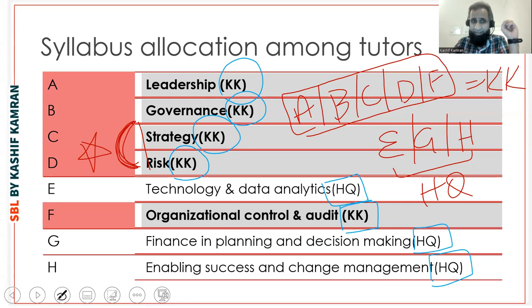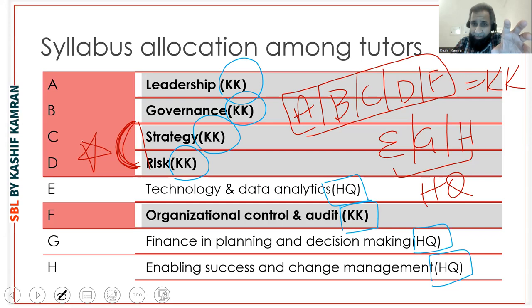In terms of repetition and frequency, every syllabus area is important because you never know which will be tested more in the upcoming exams. But on the basis of prior practices, syllabus areas C and D are the more important ones. So that's the 8 syllabus areas and their distribution among the tutors. You can also see from the syllabus areas how diversified the syllabus is.